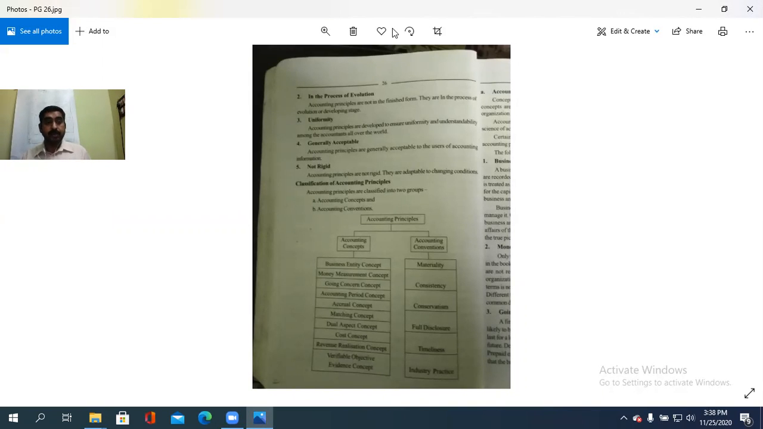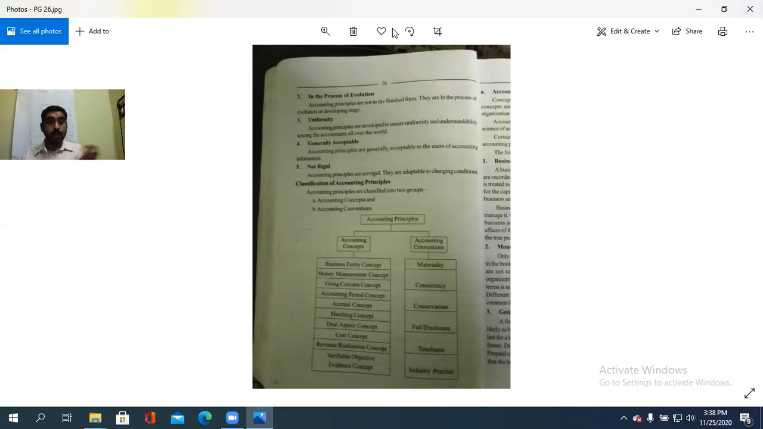Then the accrual concept. Under accrual, the revenues and the expenses are to be accrued, and the difference between both is taken, so that it relates to the period. Then the matching concept. Revenue and expenses should be matched. When revenue is high there will be profit; when expenses are high, it will become a loss. That is the matching concept.